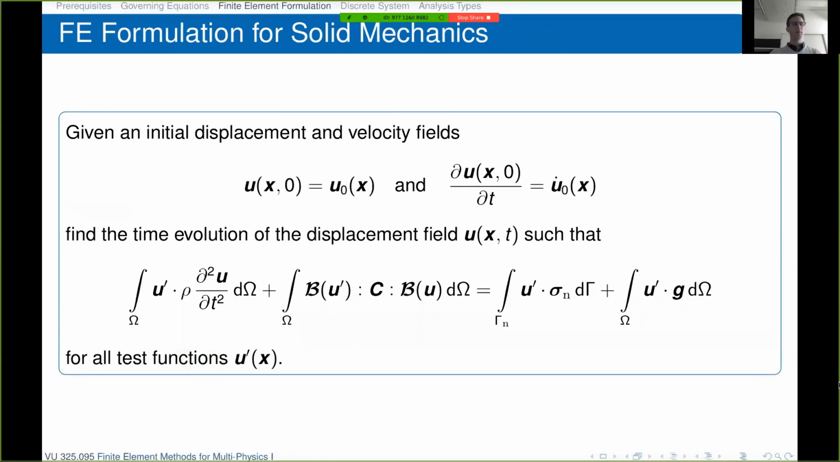So finally, we have the finite element formulation, so the weak form for solid mechanics. Given an initial displacement field and velocity field, u of x and u dot of x at time 0, find the time evolution of the displacement field u such that our integral equation here is satisfied for all test functions u prime of x. Again, for all test functions is important and enables us to use the Galerkin procedure to obtain a discretized system.